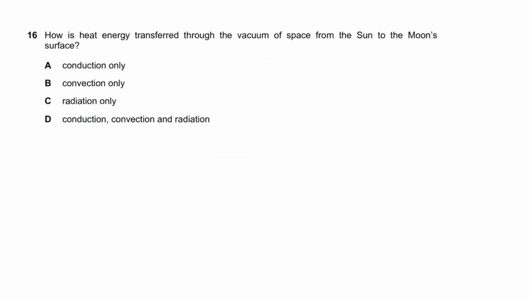Next question, question number 16, it says, how is the heat energy transferred through vacuum? How is the heat energy transferred through the vacuum of space from the sun to the moon surface? So in space, energy transfers only because of radiation. There is no conduction, no convection. So answer C is the best choice we have.